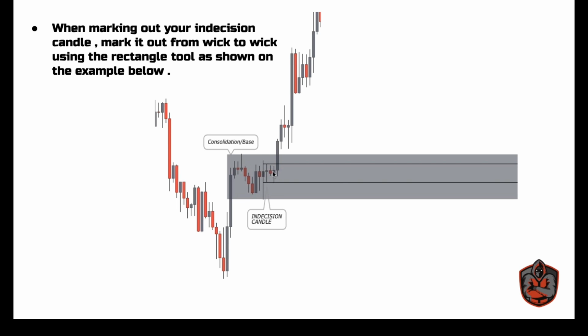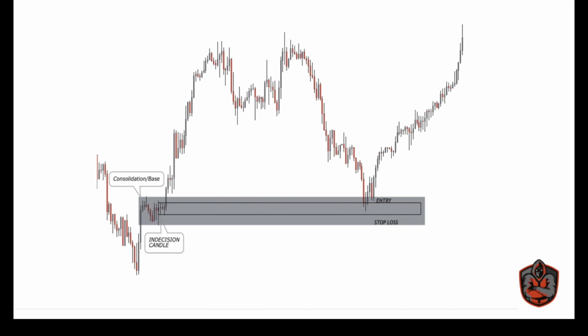Now look, these are 5 indecision candles, right? So we look for the one where the body's in the center and has wicks on either side. As you can see, you can identify that right over here. We have wicks on either side and the body's in the center. That would be our indecision candle. Now, look at it play out. So we marked out this. This is our entire base, right?